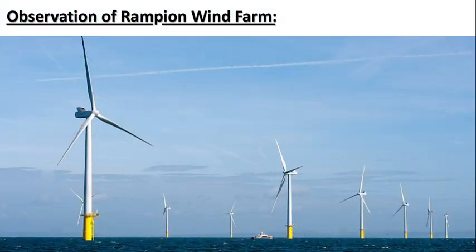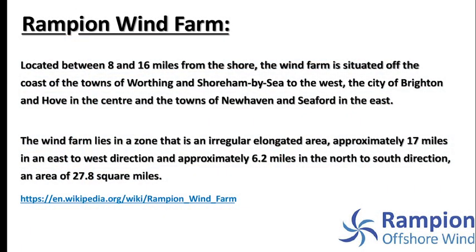Observation of Rampion Wind Farm. Rampion Wind Farm. Located between 8 and 16 miles from the shore, the wind farm is situated off the coast of the towns of Worthing and Shoreham by the sea to the west, the city of Brighton and Hove in the center, and the towns of New Haven and Seaford in the east.